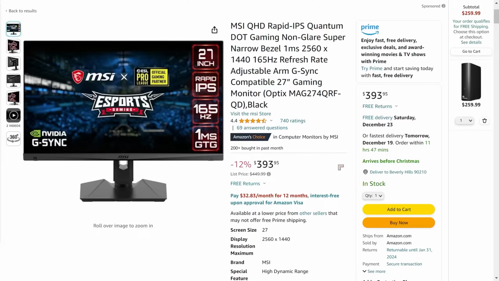Now, so far, all of the monitors that we've looked at have been geared towards multi-purpose use, consumer-oriented gaming. Let's take a look at one monitor that is for professional use.